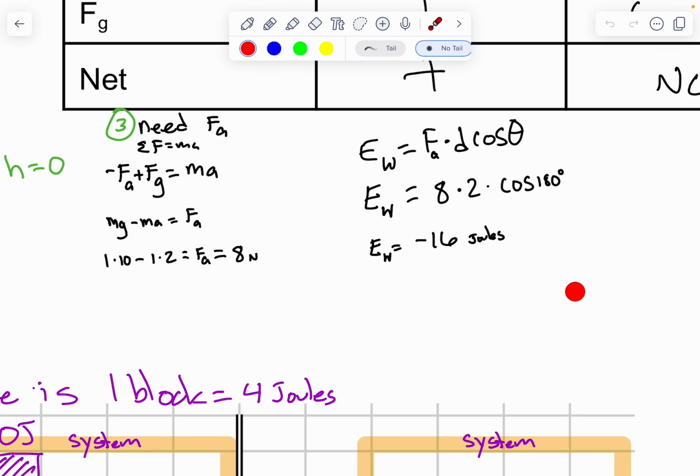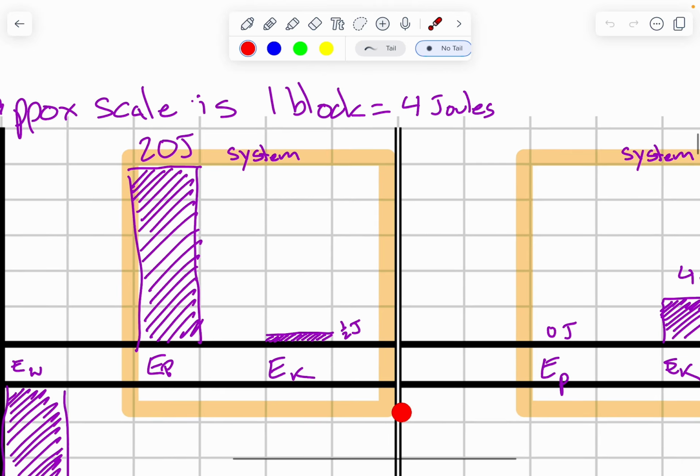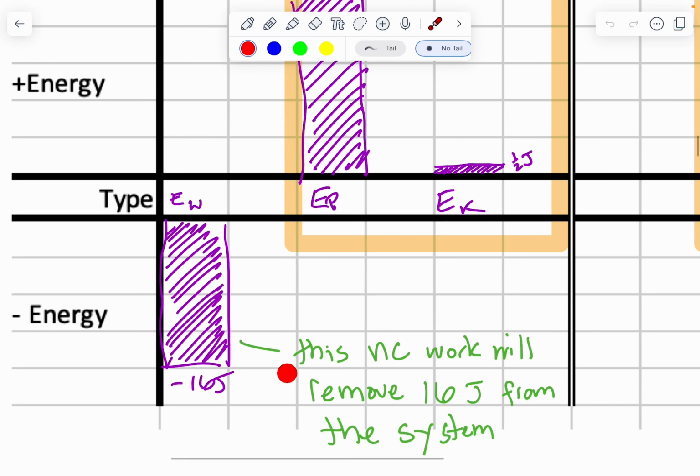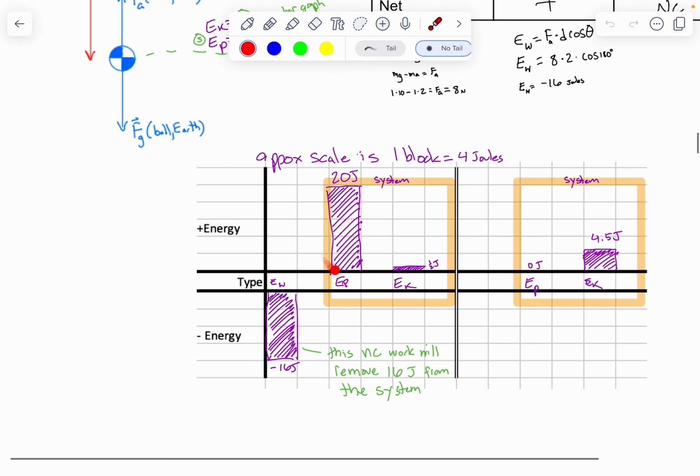We put that applied force into our work equation, where we have 8 newtons. It moved 2 meters, and then we're dealing with the cosine of 180, which will give us -1. And that would give us a total work that's non-conservative of -16 joules. So my non-conservative work is down here. This is essentially removing 16 joules of energy from this system.